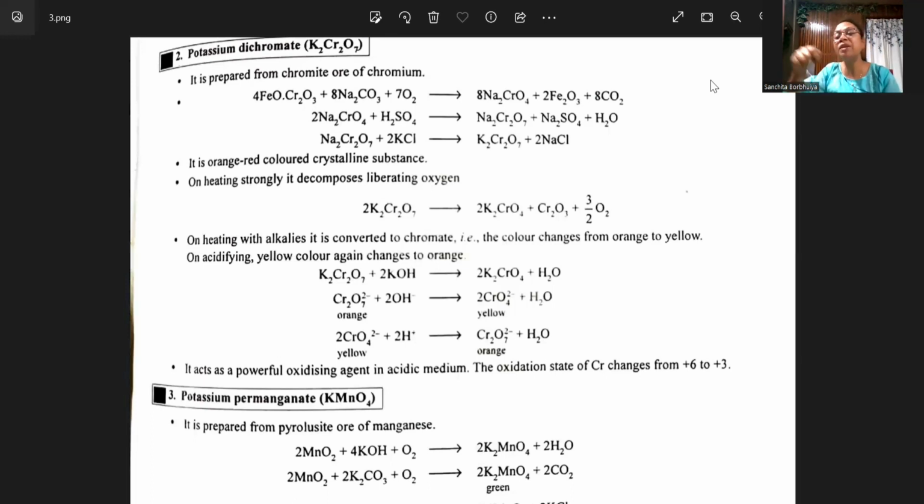And sodium dichromate is to be converted to potassium dichromate. So add potassium chloride there. There would be an ionic exchange and you would get potassium dichromate along with NaCl.